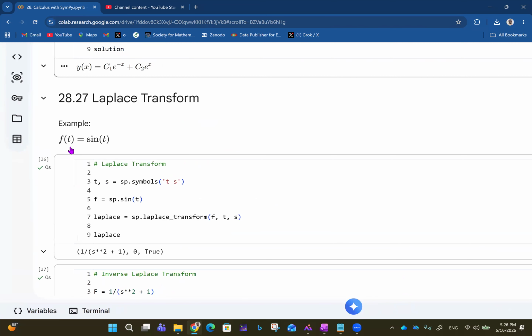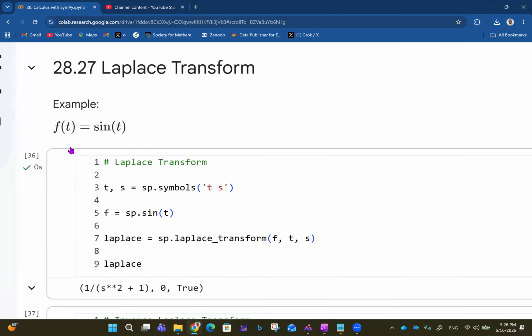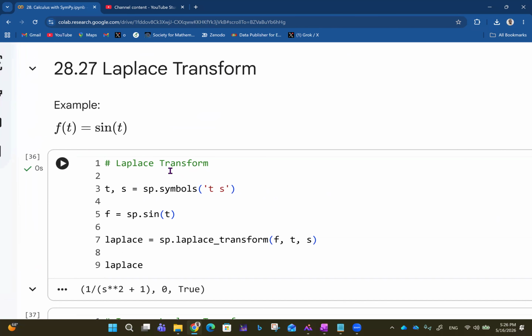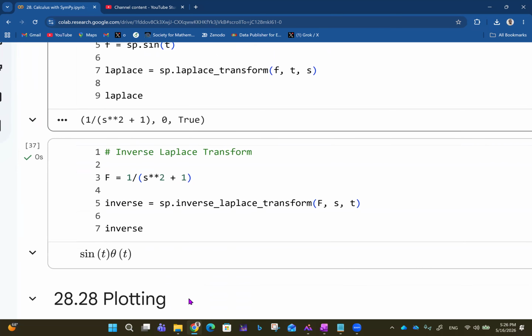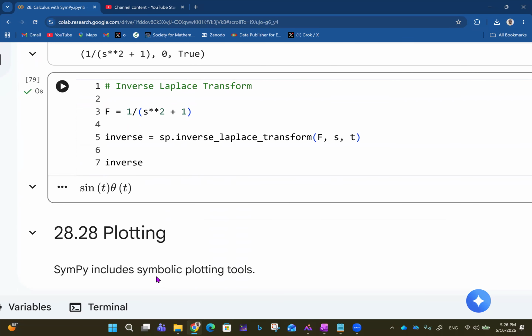Laplace transform. I have a playlist on Laplace too if you want to take care of that. So you have f of t equals sine t, and then t and s, you declare the symbols. f is now sine t. So sp.laplace_transform of f(t), this. So you do that and you get 1 over s squared plus 1. And I think that's the usual thing for sine. Then inverse Laplace transform, so you're taking back what you started with. So you have sine t, you take it back to where it came from.